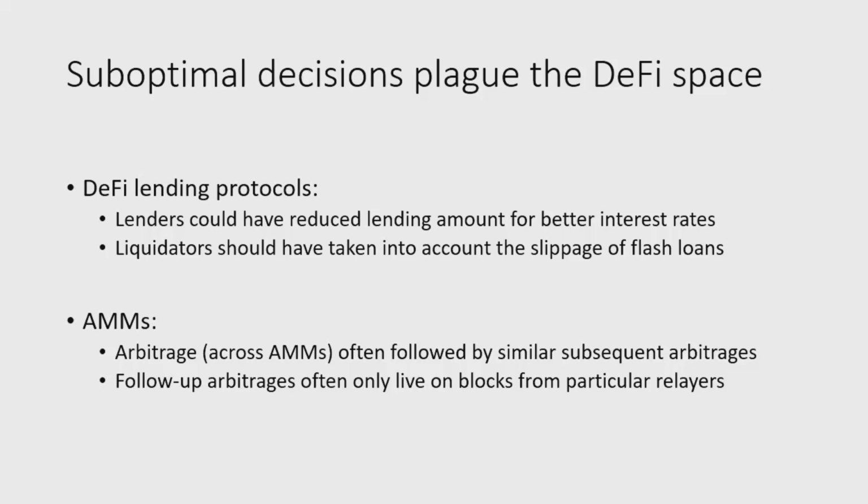And also, arbitrages across automated market makers are often followed by similar subsequent arbitrages. The paper argues that these follow-up arbitrages indicate that the initial arbitrage probably is not optimal, because if it were optimal, there should not be any follow-up arbitrages. So this is basically a summary of the paper. I would like to add some comments on all of these different aspects.